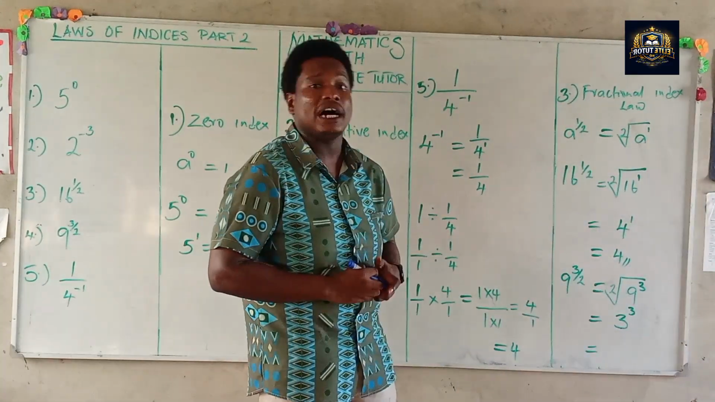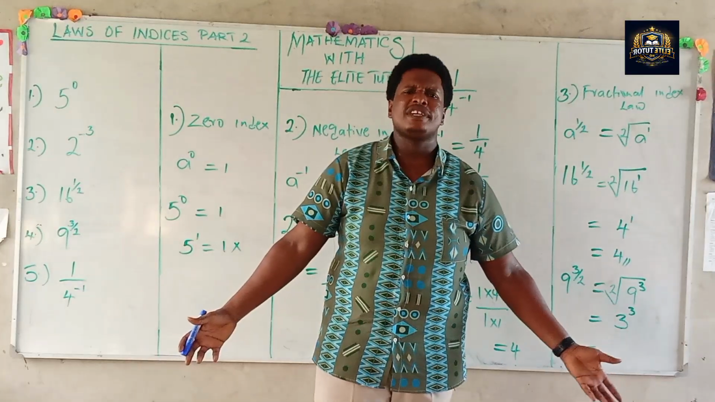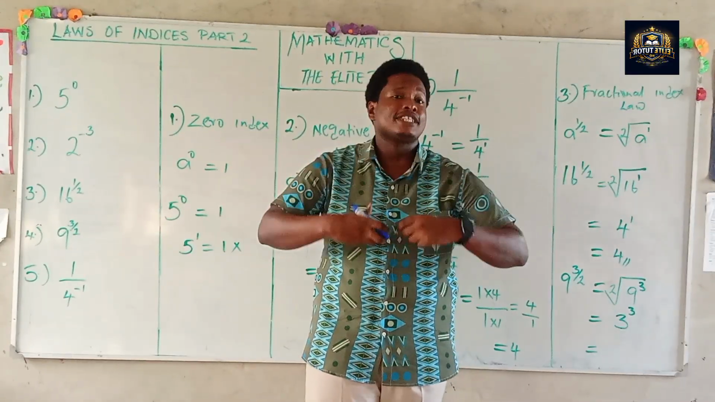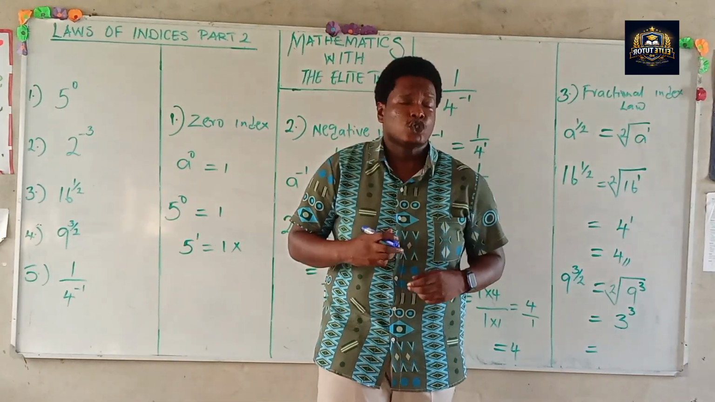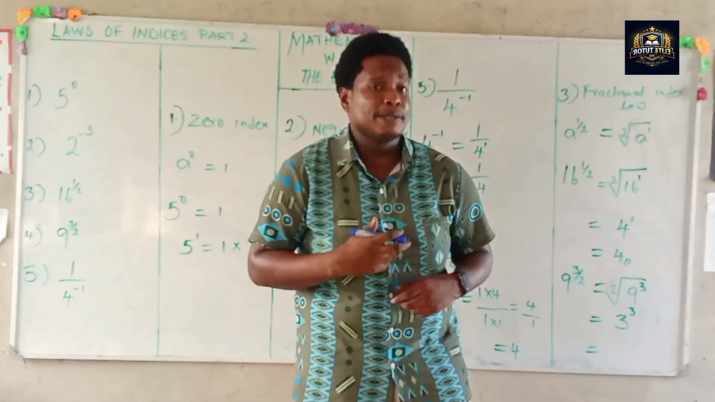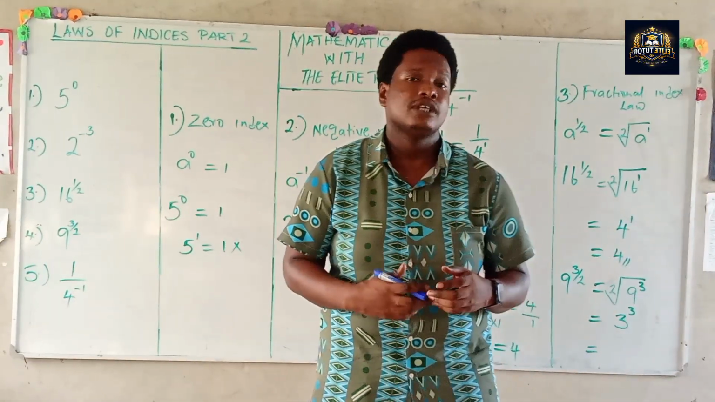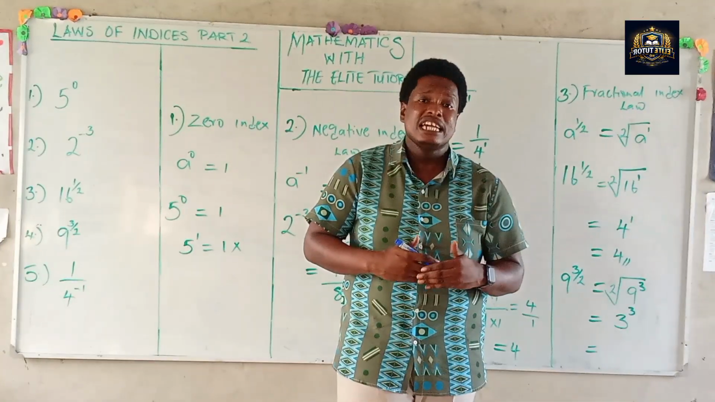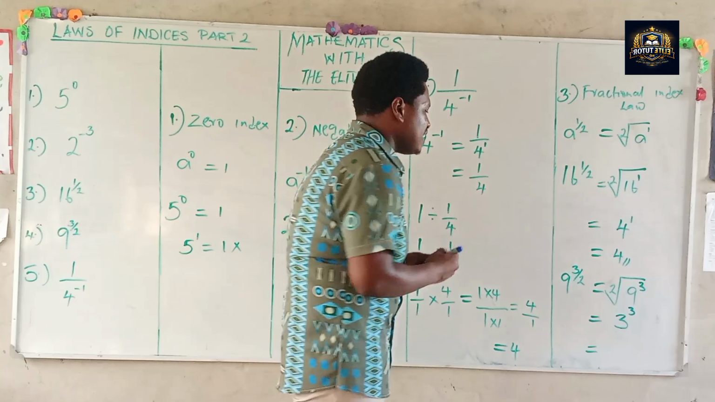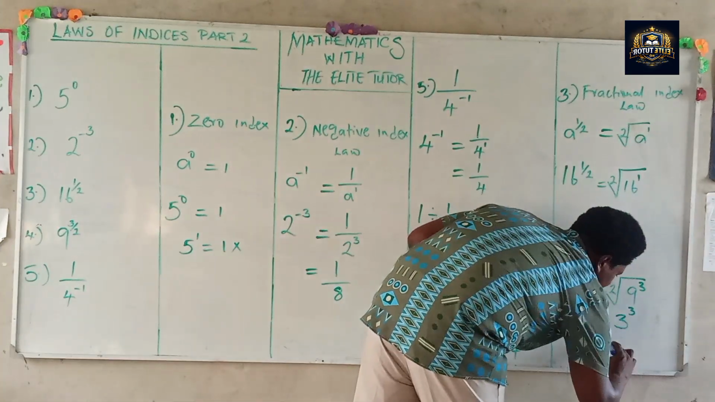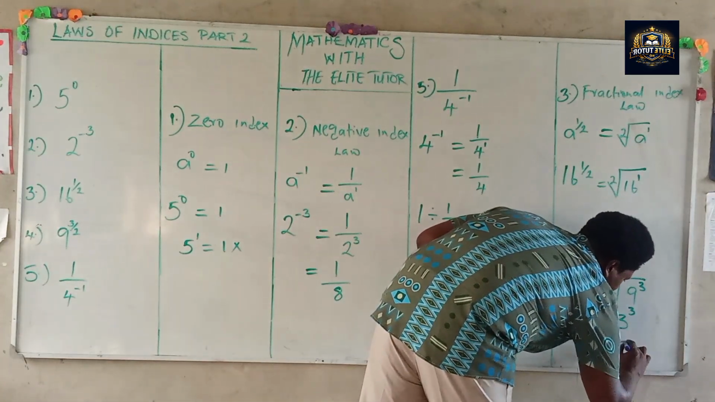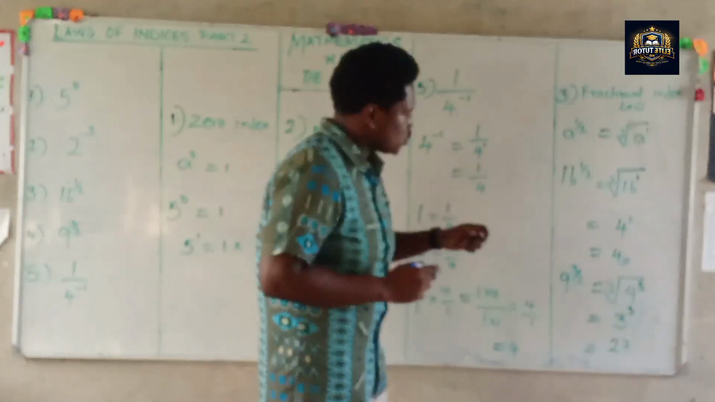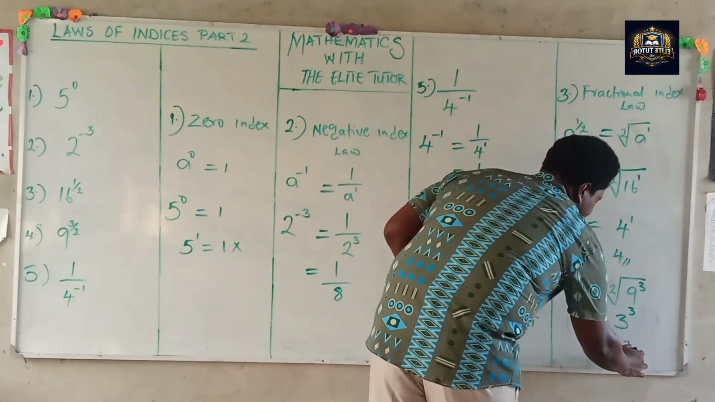And what is 3 raised to power 3? Based on our definition of indices, when we talk about indices, we are talking about the number of times a number is multiplied by itself. So when we say 3 raised to power 3, we are simply saying 3 multiplied by itself 3 times. So that is 3 times 3 times 3. Our final answer gives us 27.